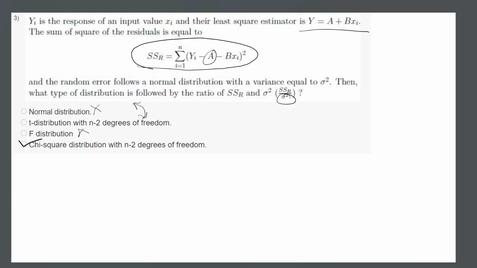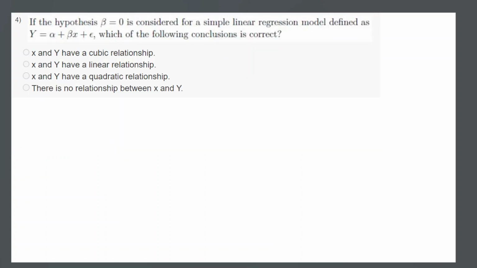estimate A and B. So we already know A and B. That's why we are making n minus 2 degrees of freedom. So I think this should be very clear. So moving on to the fourth question.